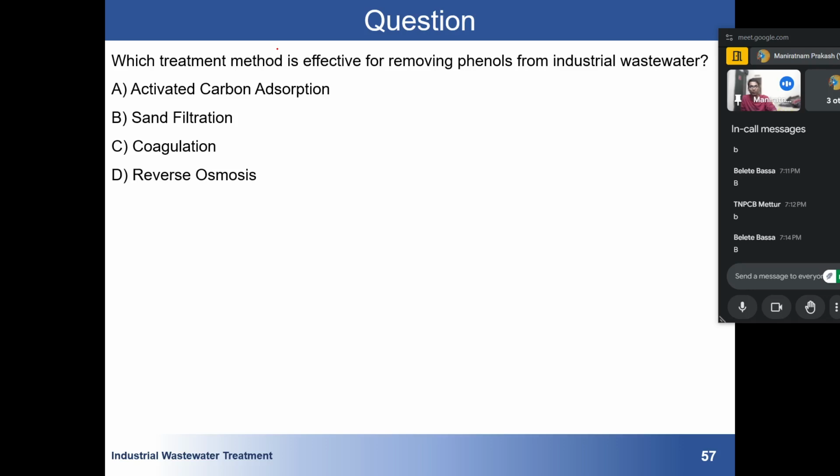Which treatment method is effective for removing phenols from industrial wastewater? If I have to remove phenol, which is an aromatic compound, how will we remove it? You can also check the options: where reverse osmosis is used, where coagulation is used, where sand filtration is used, where activated carbon adsorption is used. Based on this, yes, the correct answer is A. Good.